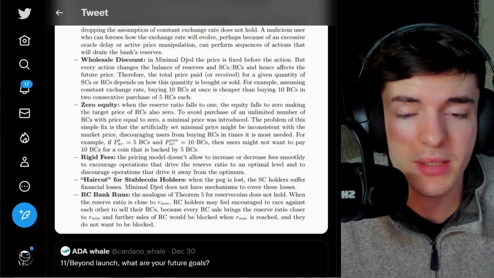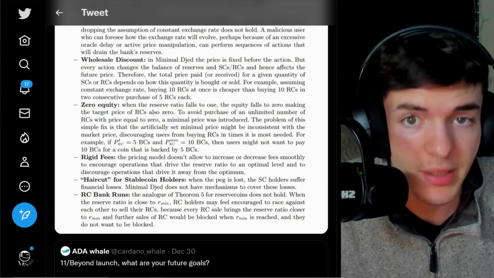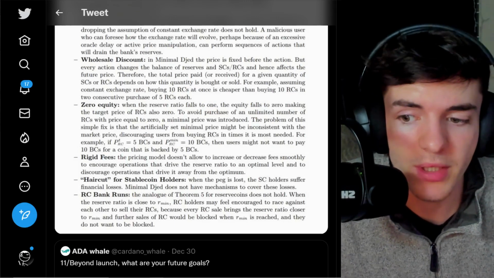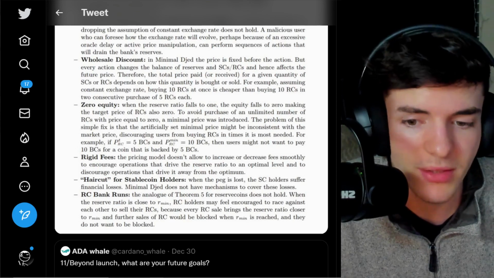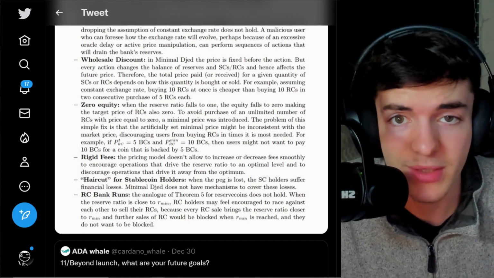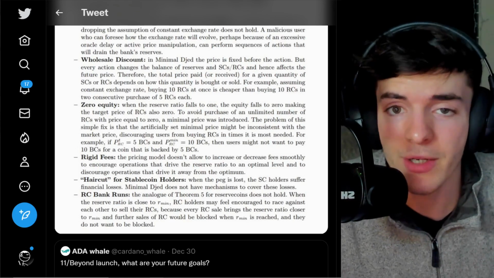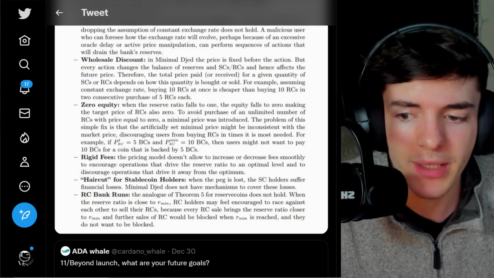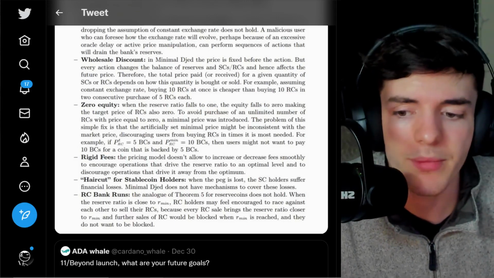Another thing that doesn't sound so good, especially when you read it out loud, is the haircut for stablecoin holders. When the peg is lost, the stablecoin holders suffer financial losses. Minimal JED does not have mechanisms to cover these losses. And the final minor known issue in minimal JED is RC bank runs, or reserve coin bank runs.